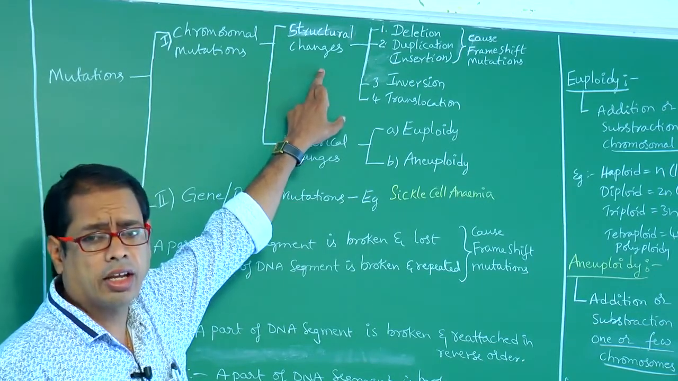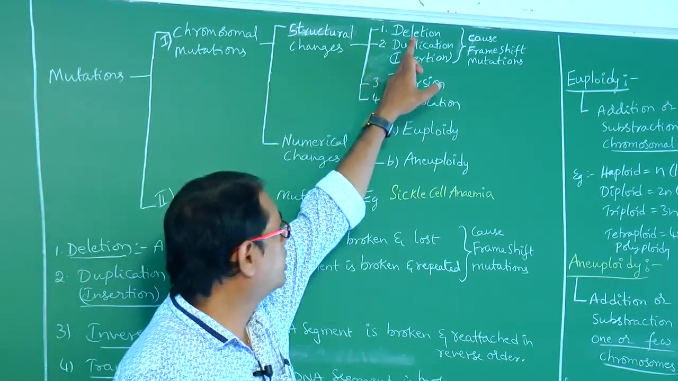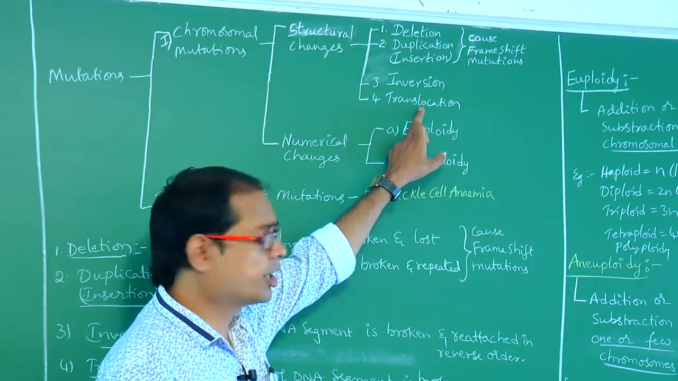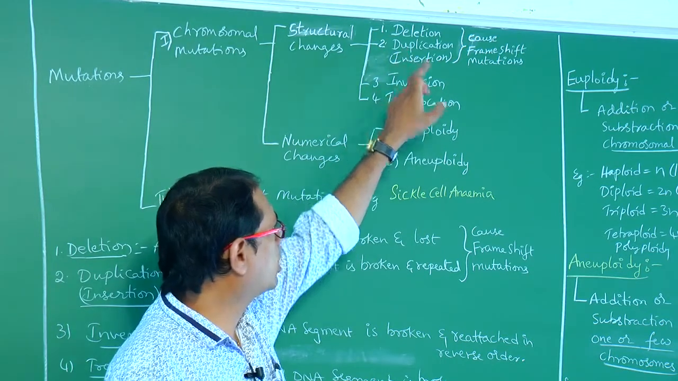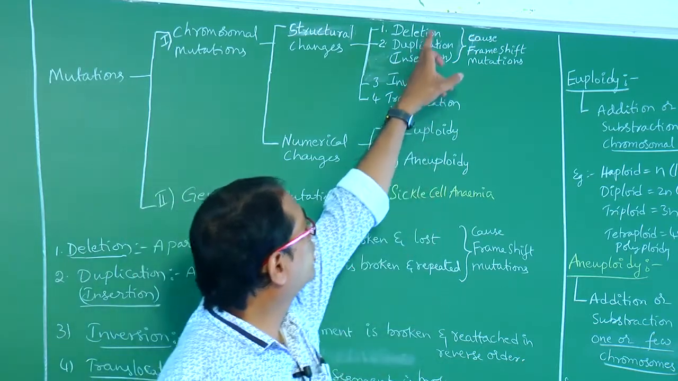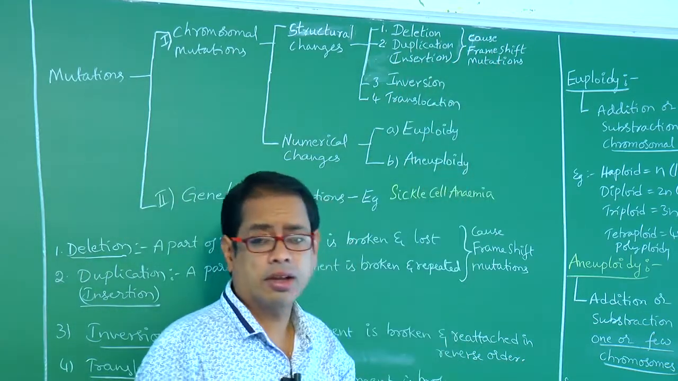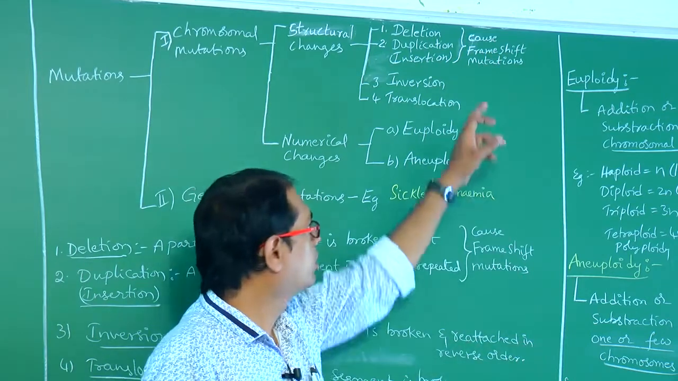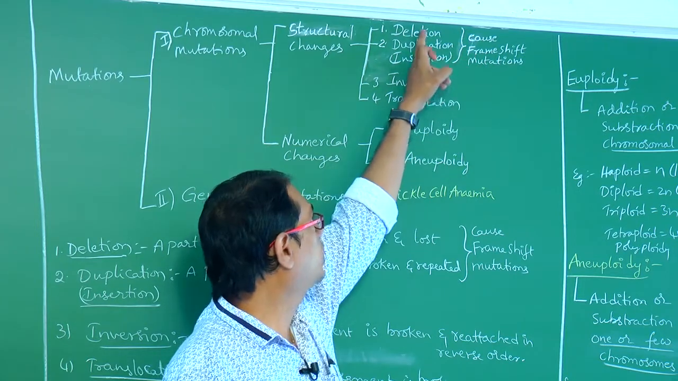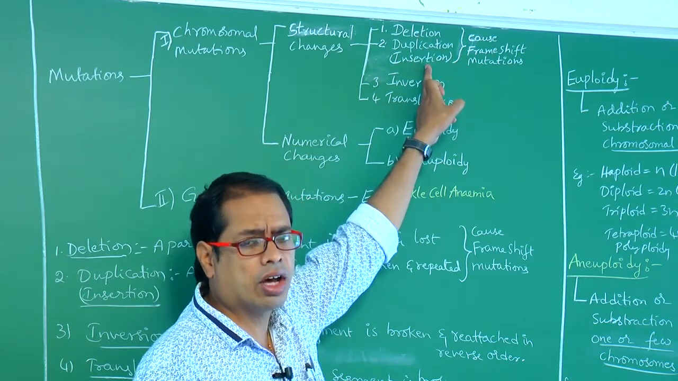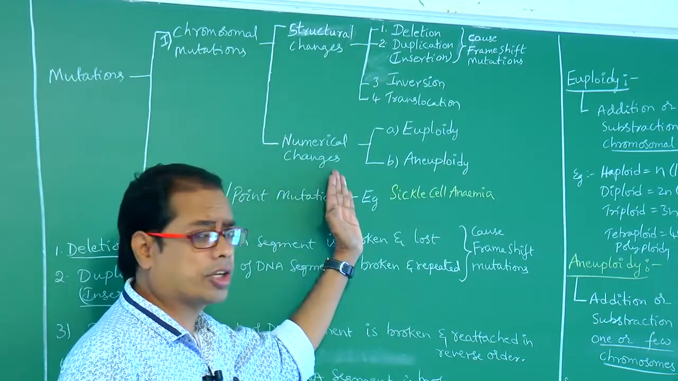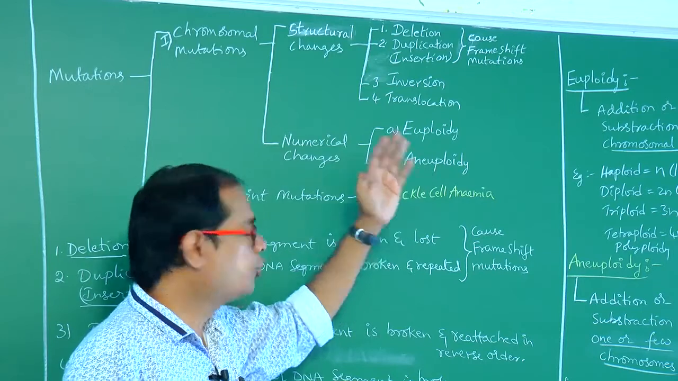Structural changes are again four types: deletion, duplication, inversion, translocation. Duplication is also called insertion. Both deletion and insertion may cause frame shift mutations. Which mutations will cause frame shift mutations? Both deletion and insertion. Right. Numerical changes means euploidy and aneuploidy.